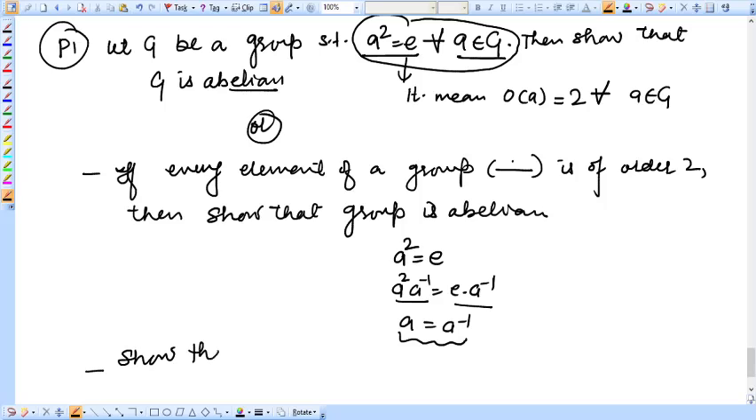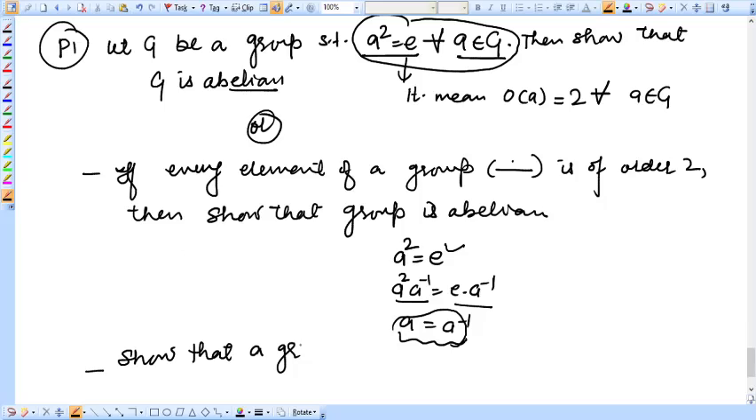Show that a group, what does it imply? If order of every element of a group is 2, then it is inverse of itself. That is A is inverse of itself, because A inverse is equal to A and A is equal to A inverse. It means A is inverse of itself when order of A is 2, or we can say if order of every element is 2, then every element is inverse of itself. Okay, so this question can be asked in this way.